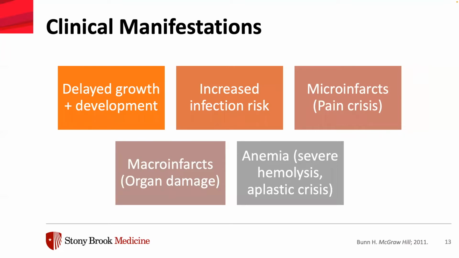Usually the spleen helps clear out circulating encapsulated bacteria. However, when it's injured, patients might be more at risk for infections from organisms such as pneumococcal organisms or even Haemophilus influenzae. Also, microinfarcts can occur, which can cause severe pain in these patients, as well as macroinfarcts that can even affect organs, and there could be organ damage, as well as anemia.